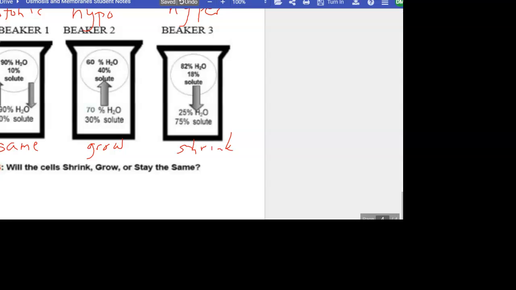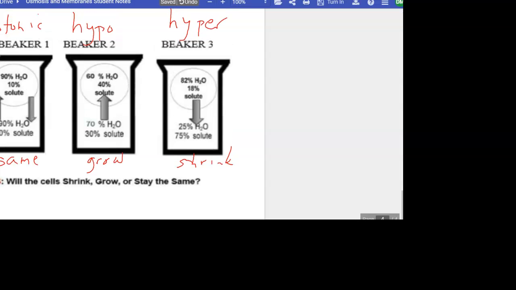Okay, so the first beaker, of course, is isotonic, and therefore water moves evenly back and forth. There's no net movement of water into or out of the cell. The second solution had lower solutes than the cell. 30% is lower than 40, so it's a hypotonic solution out here, and that would cause water to move into the cell, and the cell would grow larger, possibly lyse. The final one is a hypertonic solution because there's more solutes in the solution than there is in the cell, and therefore water moves from water's highest to lowest concentration.